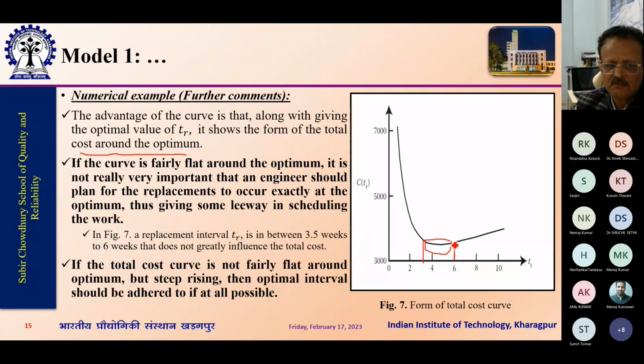However, if the total cost curve is not fairly flat around the optimum but is steeply rising, then the optimal interval should be adhered to as much as possible. Like a V-shaped kind of curve, we don't have much leverage. The optimum is coming like that, so one has to do it because there is a steep rise in the cost if we go beyond that.